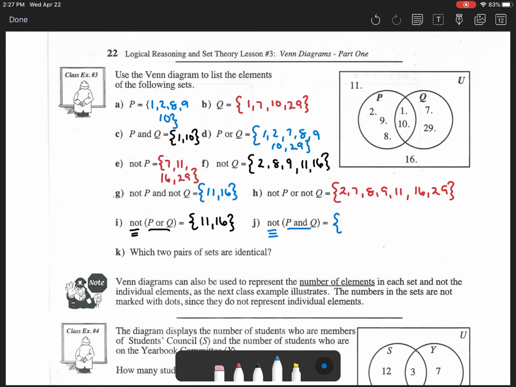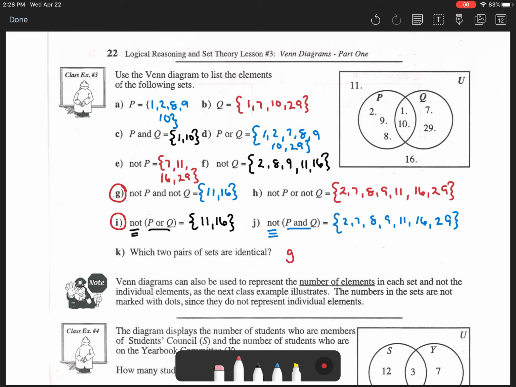Okay, and then the last one, not P and Q. So again, what I would do is I'd figure out what P and Q is, and we know that that is 1 and 10, and then I do not want that. So I would want everything except 1 and 10. So that would be 2, 7, 8, 9, 11, 16, and 29.